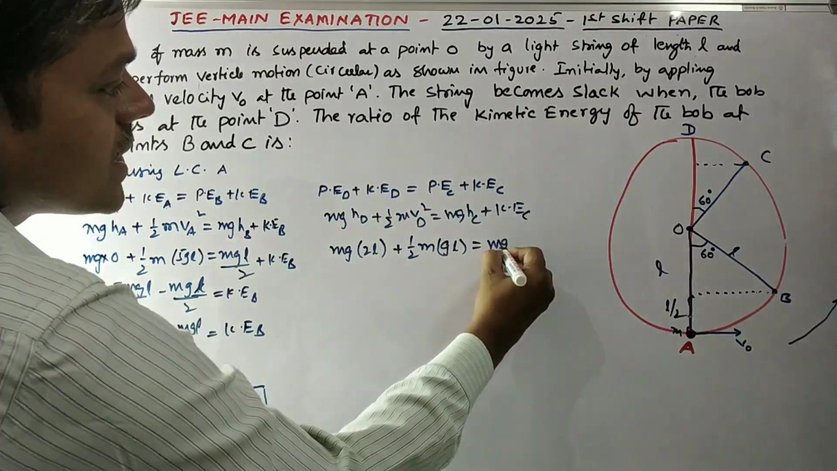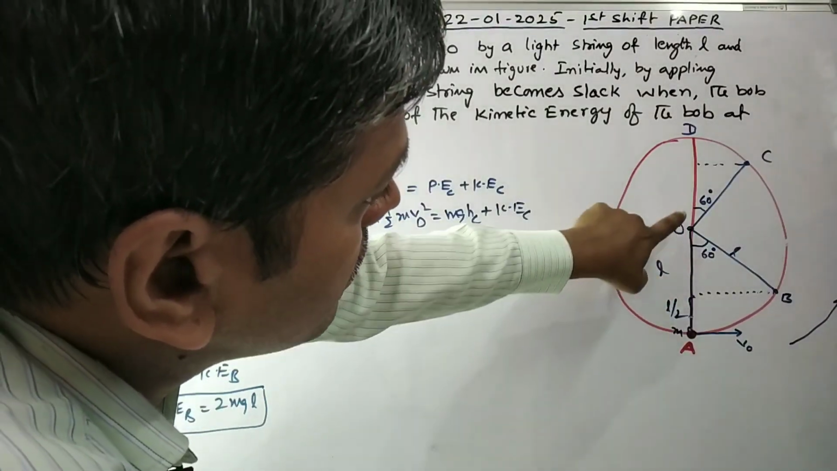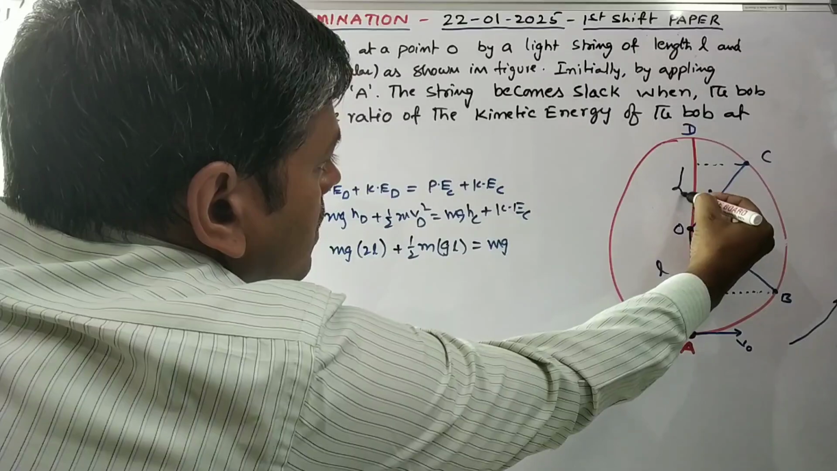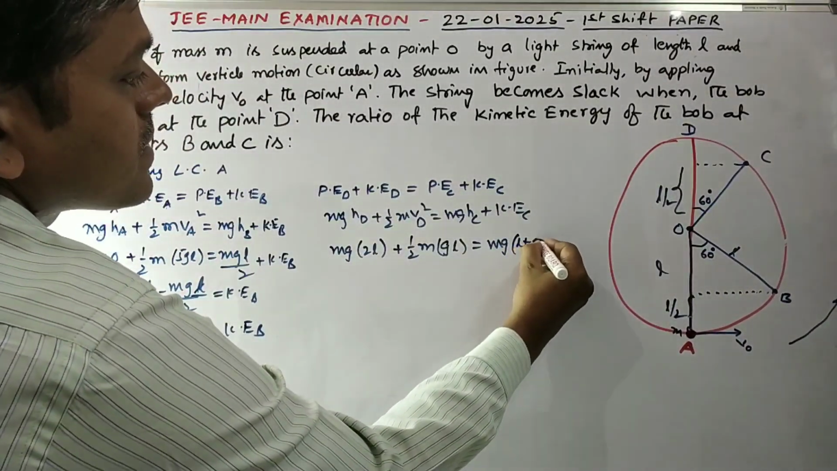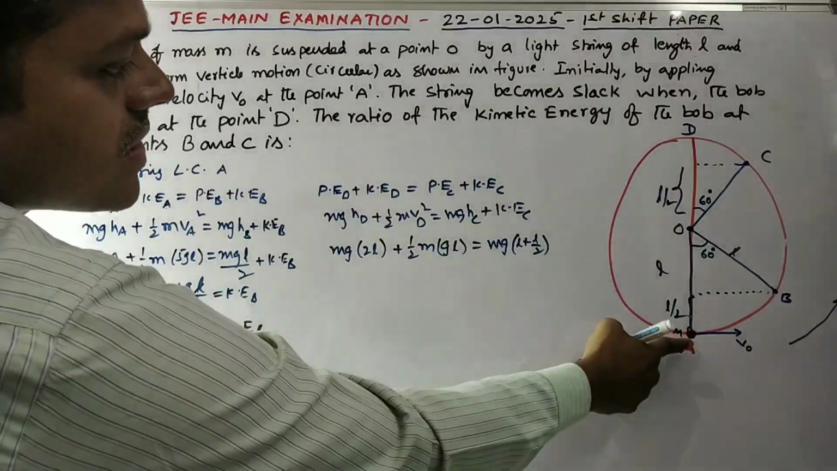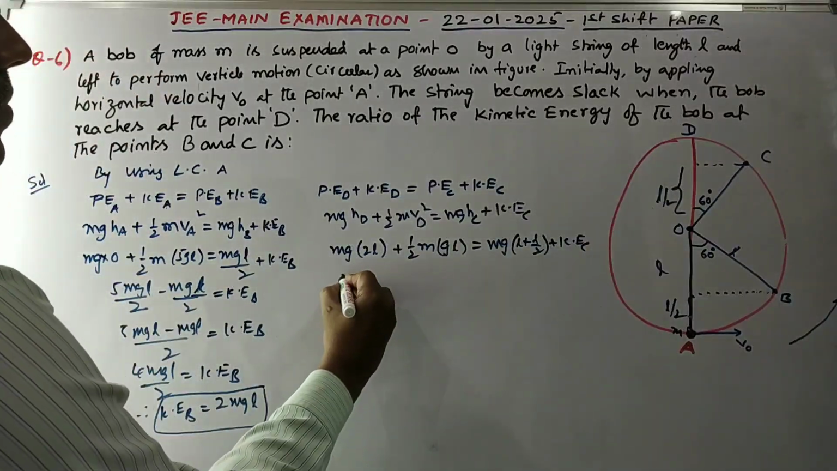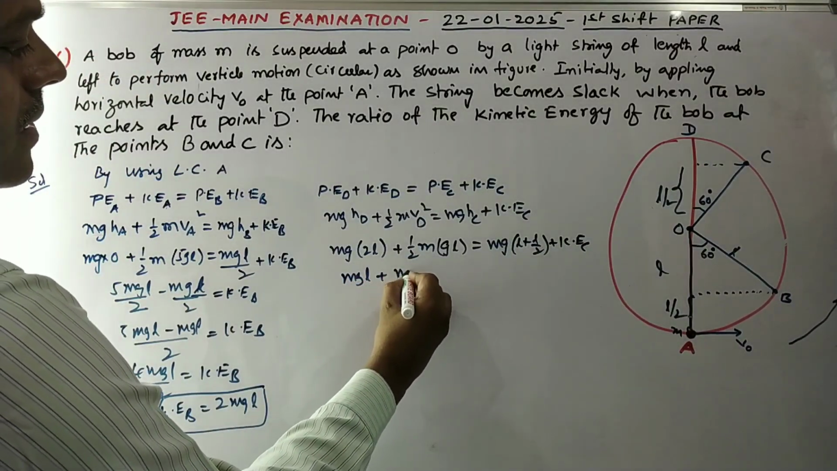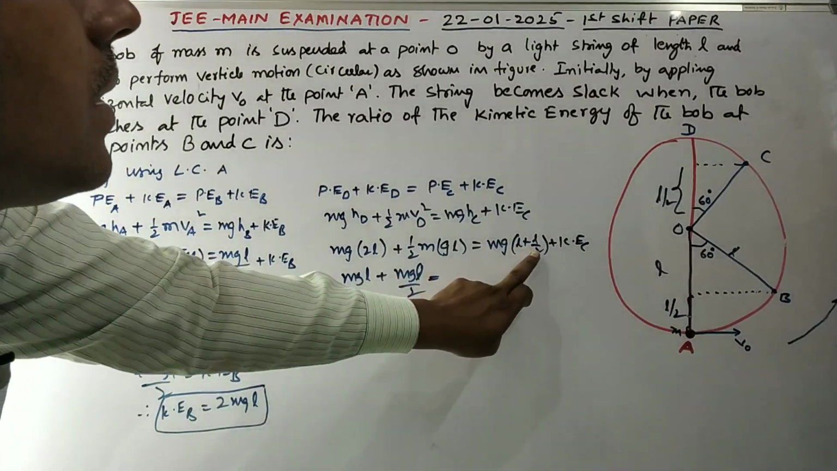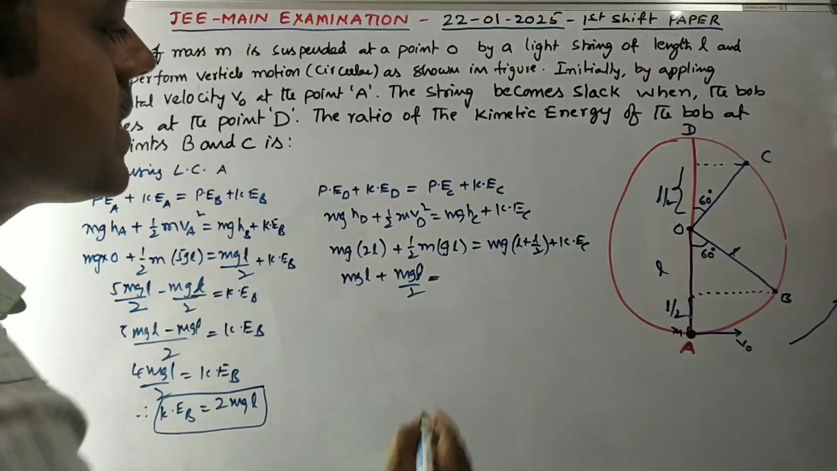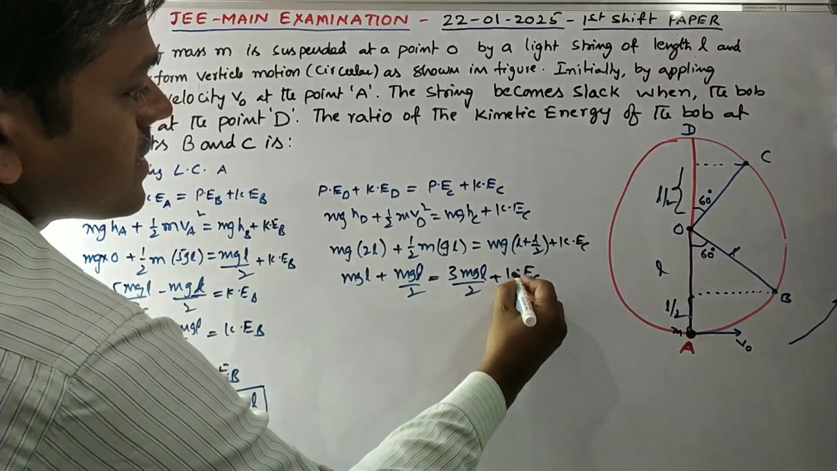So this is equal to mg hC. This is from the reference point. Point O is at L, and point C is also at L by 2. So L plus L by 2 is the height of point C with reference to the reference point, plus kinetic energy at point C. So what is that? mgL plus mgL by 2 is equal to 3 mgL by 2, plus kinetic energy at point C.